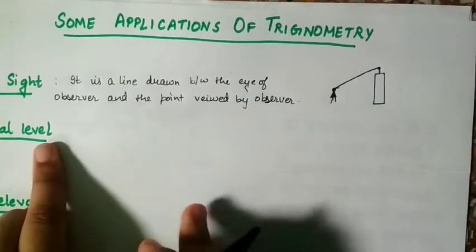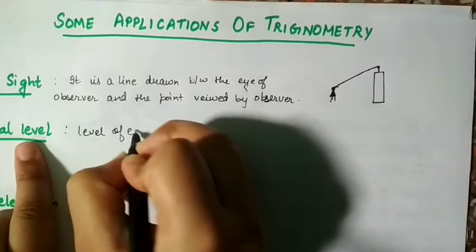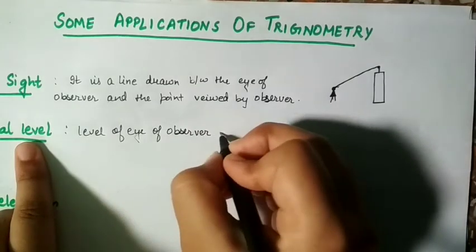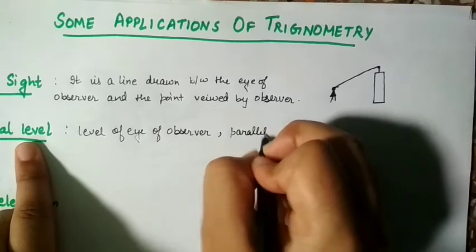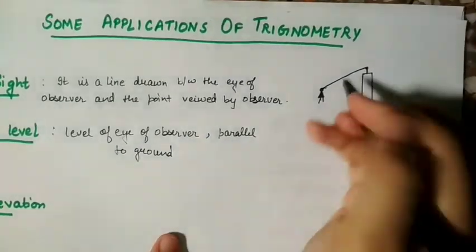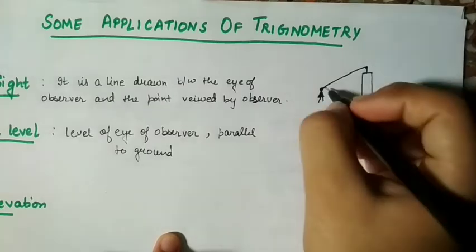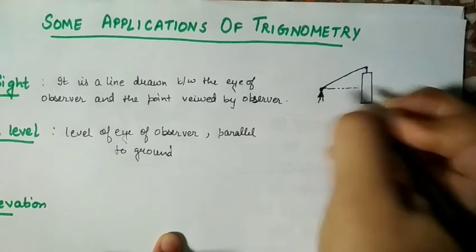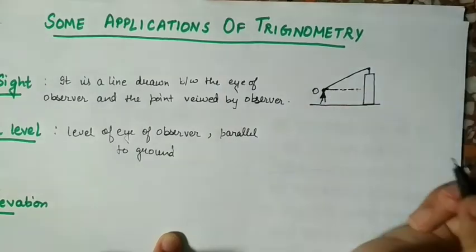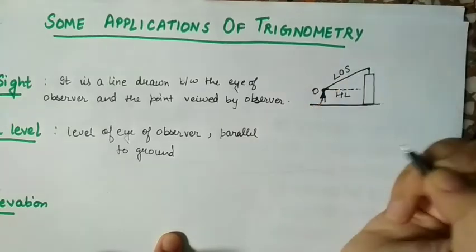Okay, now see what is horizontal level. Horizontal level is basically the level of the eye of the observer, and it is parallel to the ground. It means if this is the person and this person is viewing some point, the level of the eye of this observer O, that is parallel to the ground level, is called the horizontal level. This is the horizontal level and this is the line of sight.